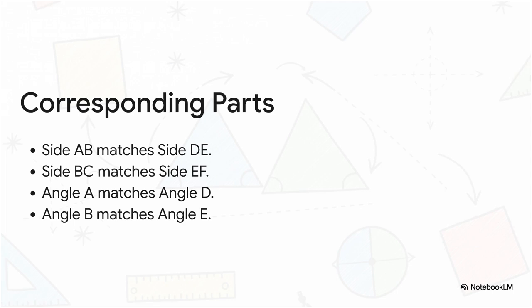And this brilliantly illustrates how we can identify the specific named corresponding parts once they map onto each other. Let's trace it out. Side AB on the first triangle matches side DE on the second perfectly. Side BC matches side EF. Looking at the corners, angle A maps directly onto angle D, and angle B maps directly onto angle E. Every single part has a corresponding identical partner.